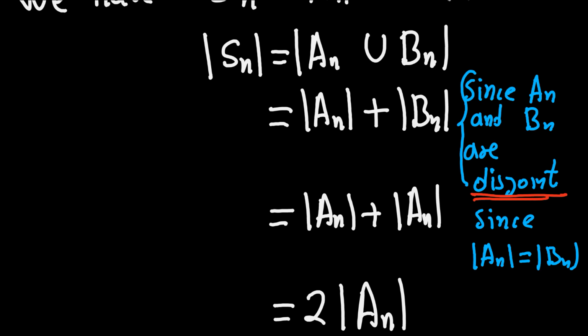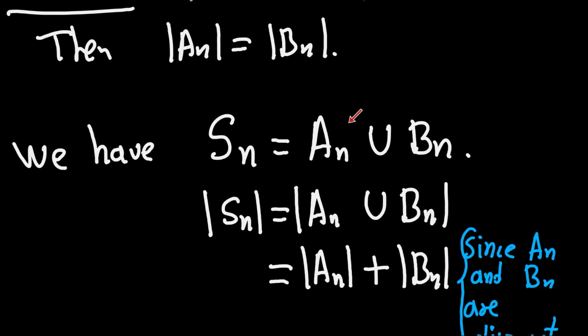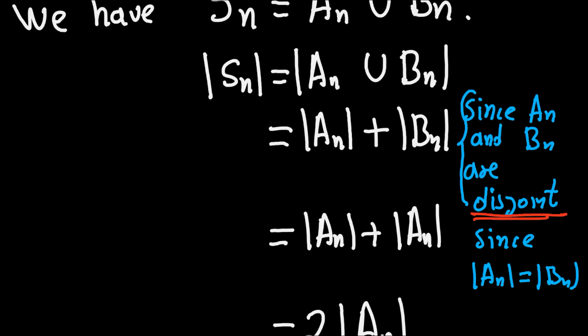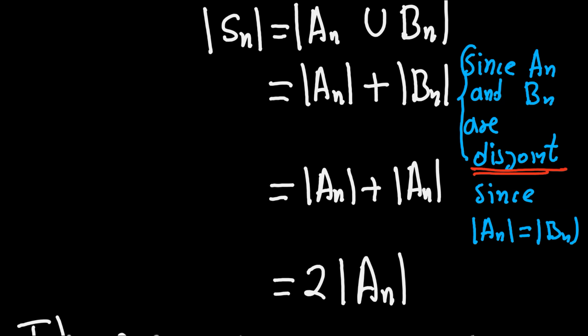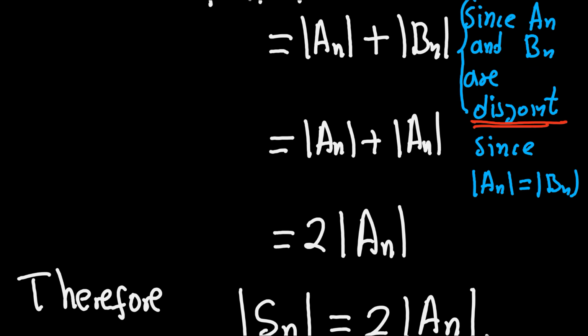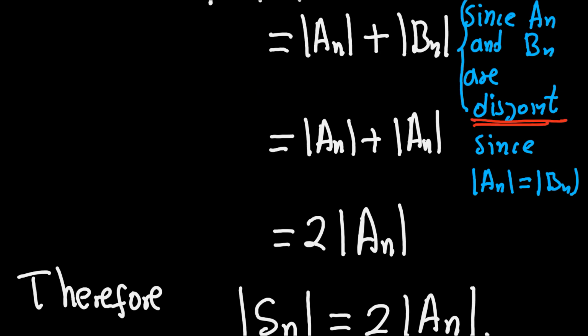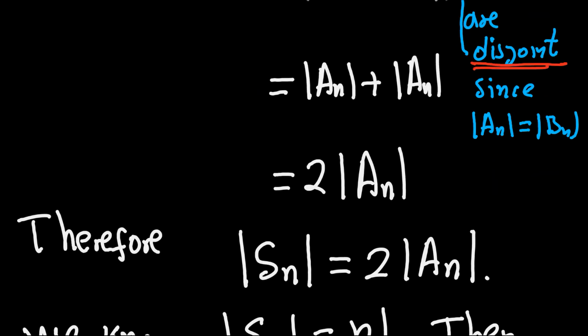But there's one more thing I want to apply here. The number of elements of Bn is exactly the number of elements of An, because that's exactly what we proved here. So I can replace this one with the number of elements of An. So in this case, I have this number plus this number, so it's going to be twice that number. Now, remember where we're coming from. The number of elements of Sn here is twice the number of elements of An.